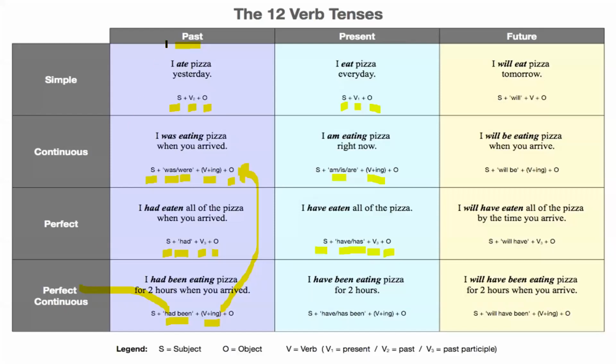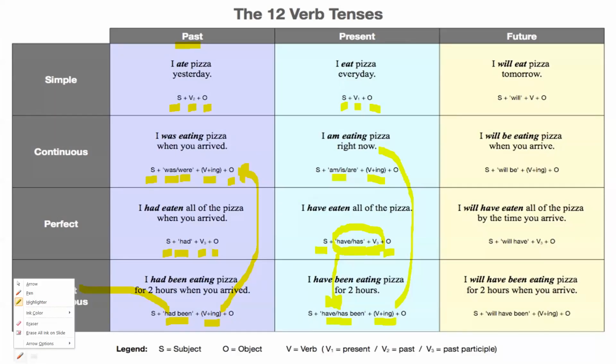Perfect continuous, and past, had. While present, have or has been, this is the perfect part in the present form, and V-ing, this is the continuous. So it's so simple and easy to know how to write any form or formula of each tense.